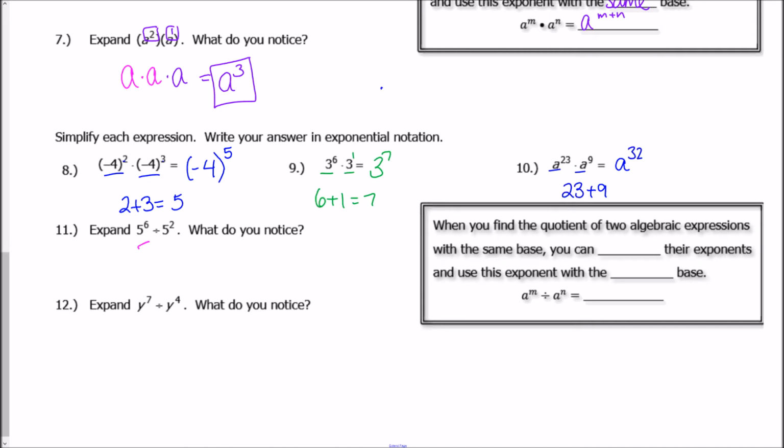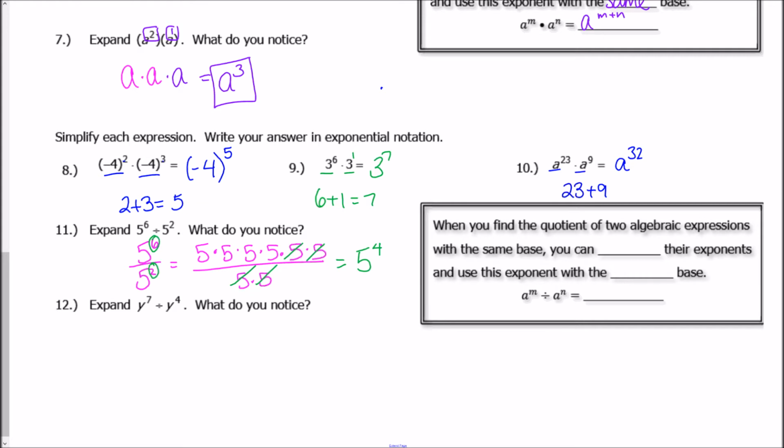In number 11, it says 5 to the power of 6 divided by 5 to the power of 2. So 5 to the power of 6 means 5 multiplied by itself 6 times. And then in the denominator, it's 5 multiplied by itself twice. These 5's cancel, so I'm left over with 5 to the power of 4. So the question is, what do I do with the 6 and the 2 to get a 4?